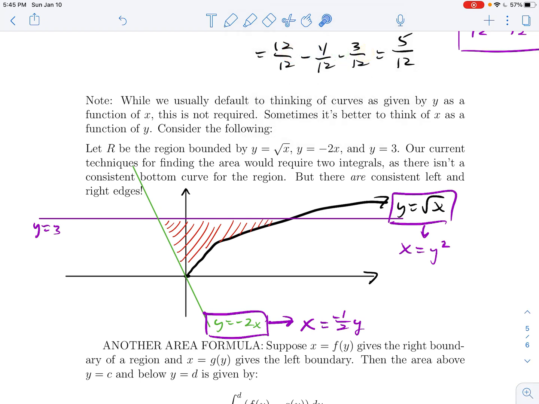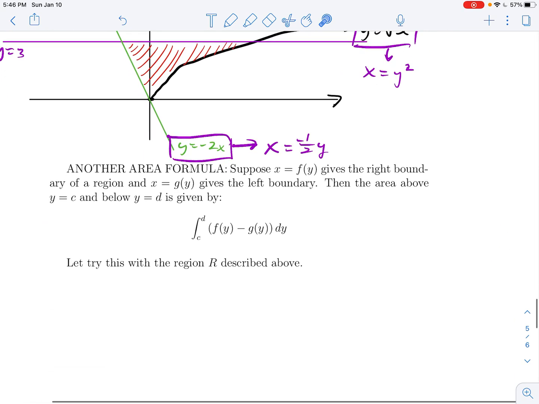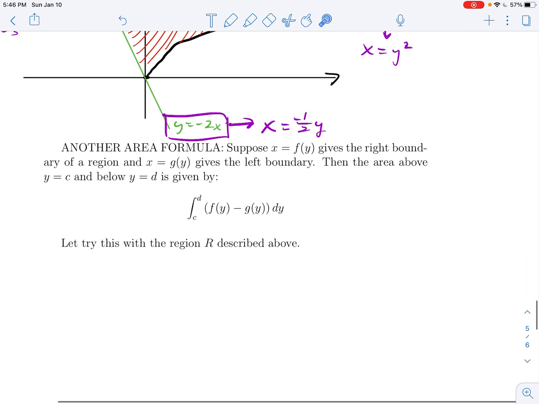And y equals negative 2x is basically the equivalent of saying x equals negative 1/2 y. So if I ask you, are there consistent functions marking top and bottom of this region? No, we do not have a consistent bottom. There are two different curves on the bottom. But if I say, are there consistent left and right? There are. This green thing is always what we hit if we go left. This black curve is always what we hit if we go right. So there's a different way to go about area if thinking about left and right is easier than thinking about top and bottom.